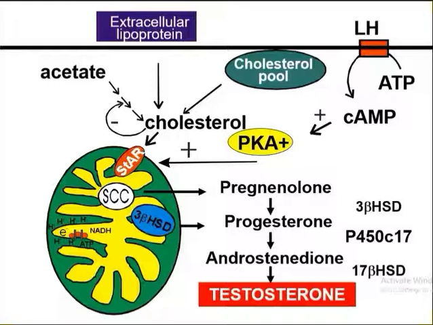So LH is a peptide hormone, so it cannot go inside the cell because it has a receptor here in the membrane, and the second messenger is cyclic AMP.